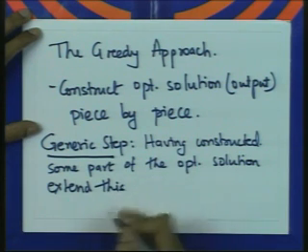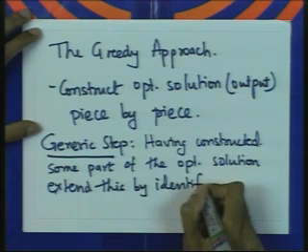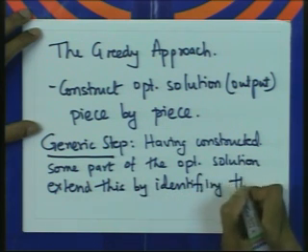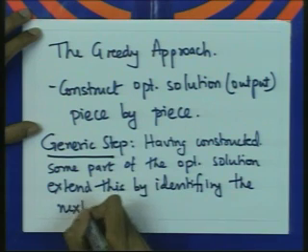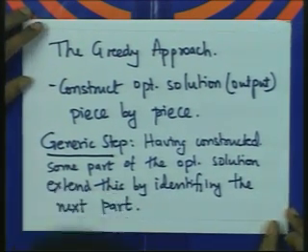How do you extend this? By identifying the next part. This is the crucial generic step which we'll have to design. So once you get a problem, you somehow have to get this generic step. Usually one starts out by figuring out what the first step is, then the generic step, and then you just put the generic step in a loop, and that's how the algorithm looks.